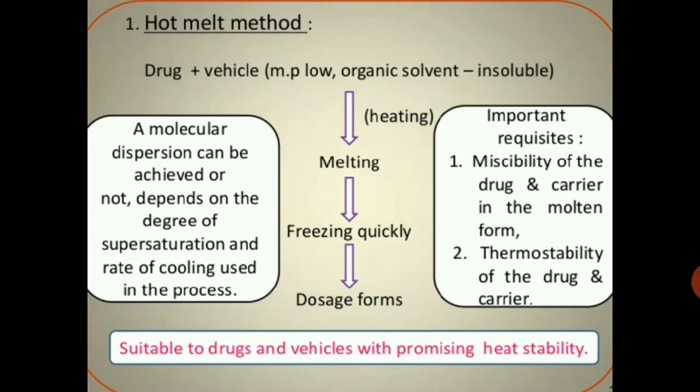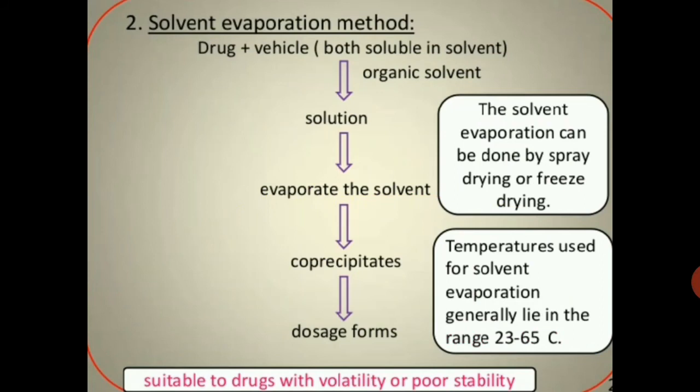The melting starts after that, and if we start the melting process, the freezing process is quickly started, and lastly the dosage form is prepared. The important requisites are the miscibility of the drug and carrier in the molten form, the thermostability of the drug and carrier, and suitability for drugs and vehicles with a promising heat stability. So by the hot melt method, a suitable dosage form is prepared.